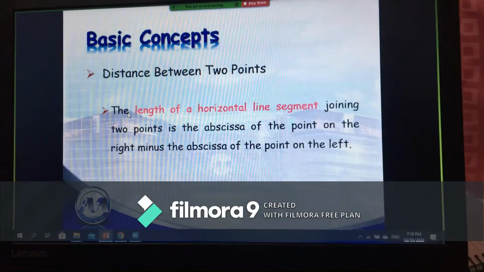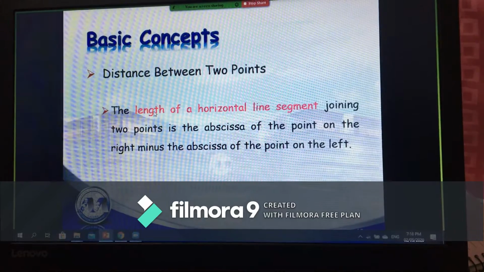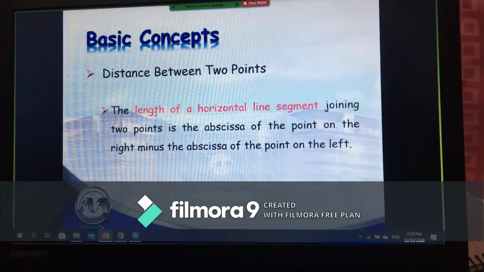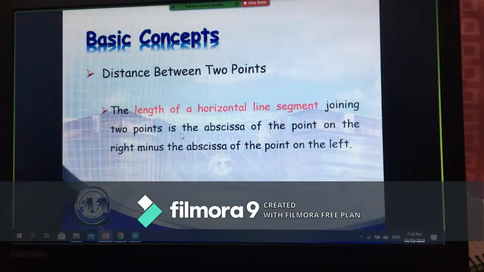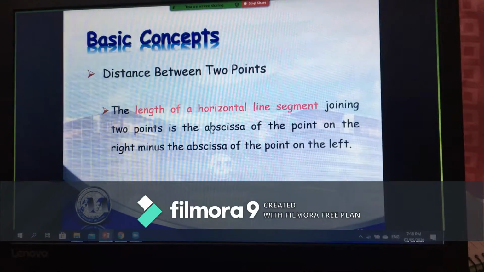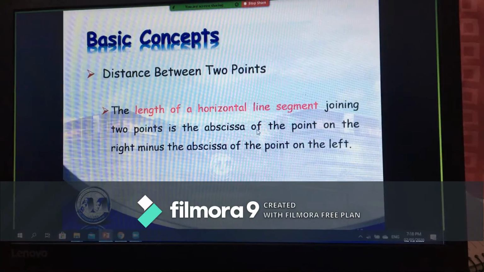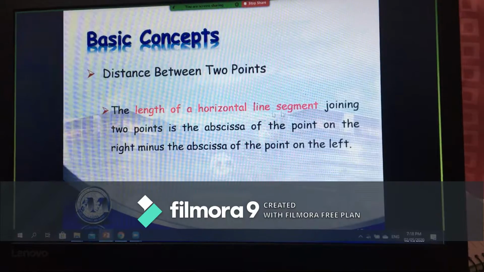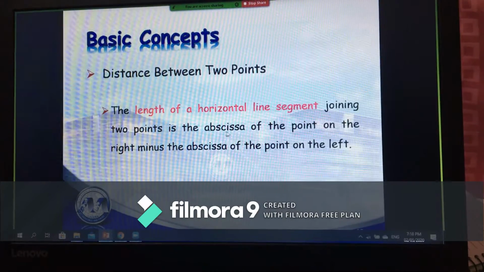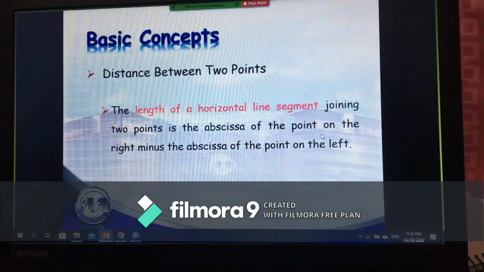Now, to find the length of a horizontal line segment joining 2 points, what you are going to do is find the abscissa of the 2 points. The length of a horizontal line segment joining the 2 points is the abscissa of the point on the right.